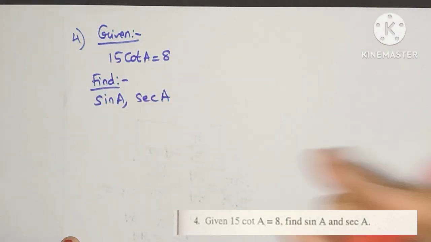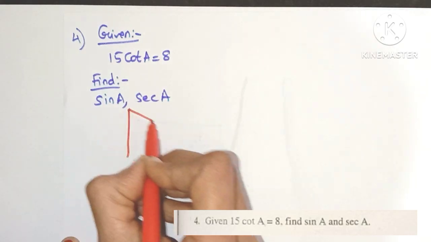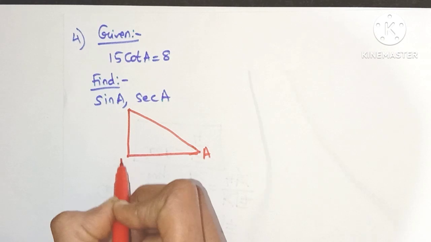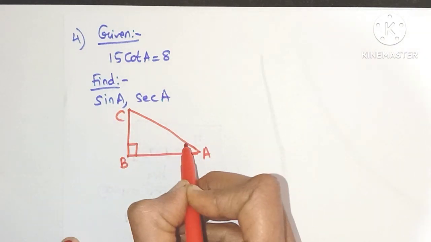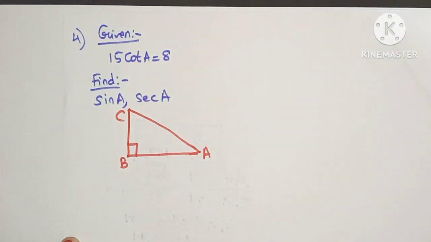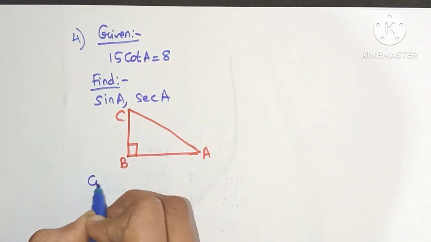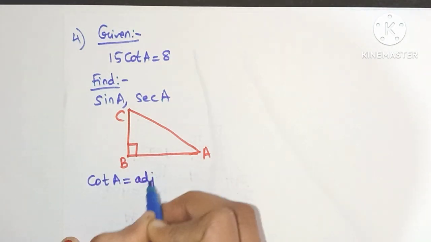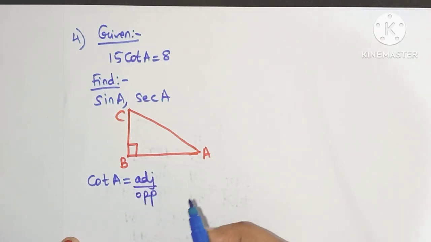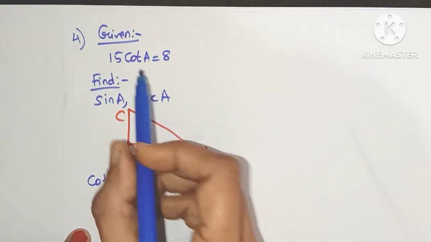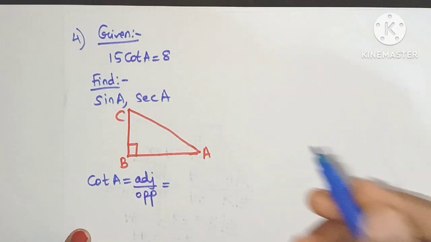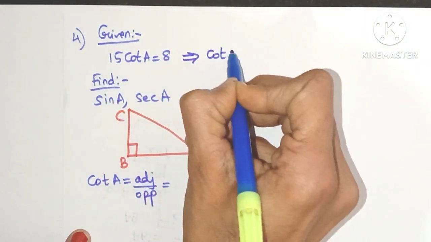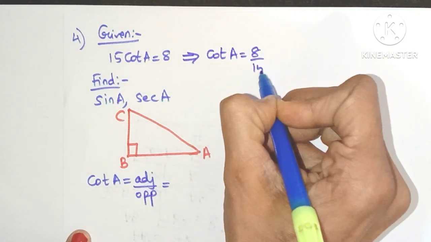Again, let's draw the diagram because the diagram is not given at all. So I'll take this point as A. So this is my BC and cot A is given. So let us write the definition of cot A. Can you tell me? Yes, it is going to be the adjacent side upon the opposite side. Now again in this question you are given the ratio directly because it's given 15 cot A is 8. That means what is cot A? Yes, it is 8 by 15.